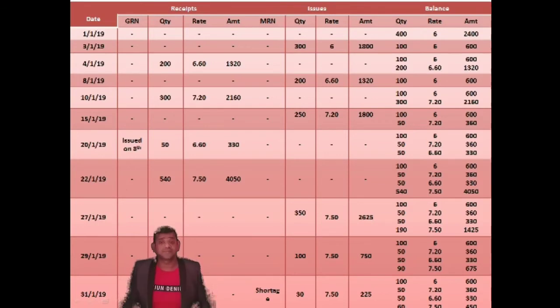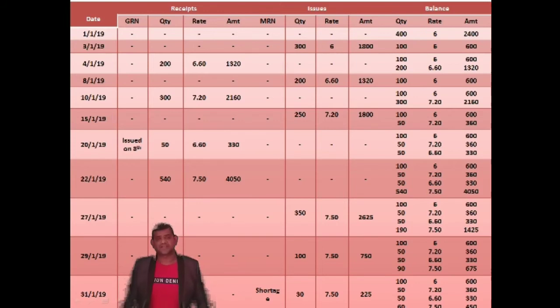So then what is the balance? Copy the 15th January balance as it is, that is 100 units at rupees 600, 50 units at rupees 7.20, so that comes to 360 rupees. At the same time, another 50 units at rupees 6.60, 330 rupees. So this is the entry for 20th January 2019, return to stores.